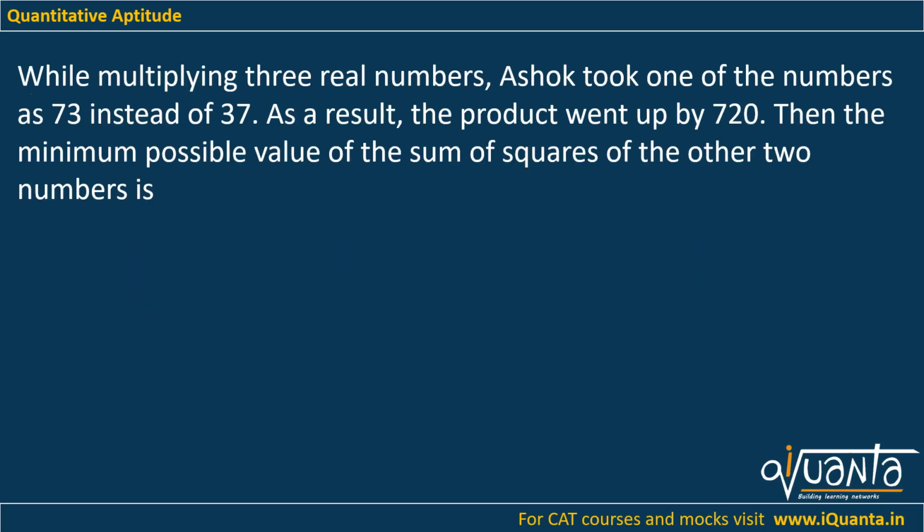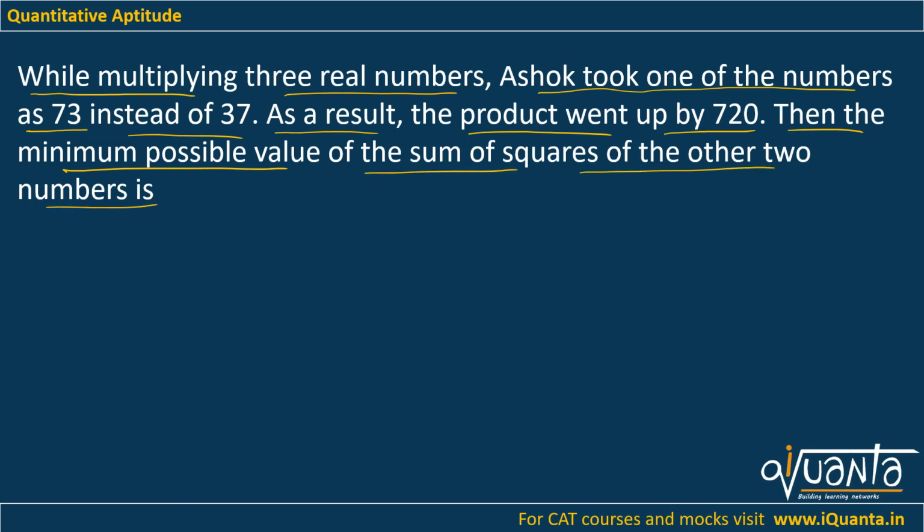The question is, while multiplying three real numbers, Ashok took one of the numbers as 73 instead of 37. As a result, the product went up by 720. Then the minimum possible value of the sum of squares of the other two numbers is.